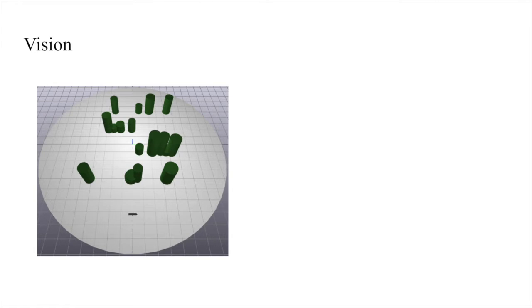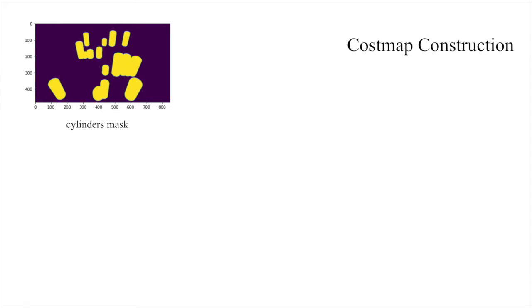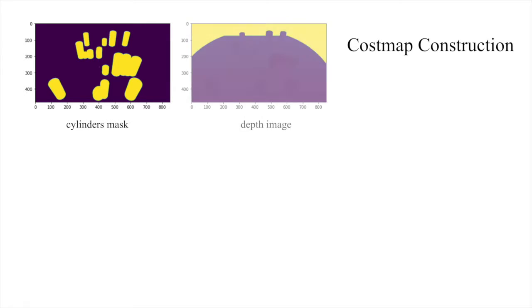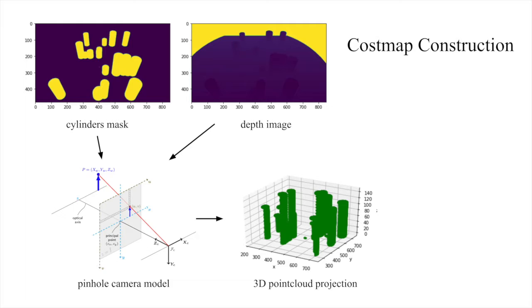In order to not depend on a prior map of the environment, we welded a camera in our simulation that is able to capture RGB and depth images of the scene. The vision data then can be used to construct a cost map to use in lieu of the prior map. Our environment was constructed to allow simple color segmentation to create a mask of which pixels on the RGB image correspond to cylinders. The mask can then be applied to the depth image, and using the pinhole camera model, the masked depth pixels are projected into world coordinates, resulting in the 3D point cloud.